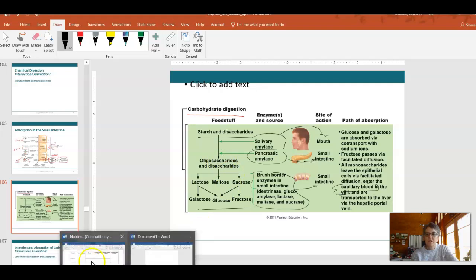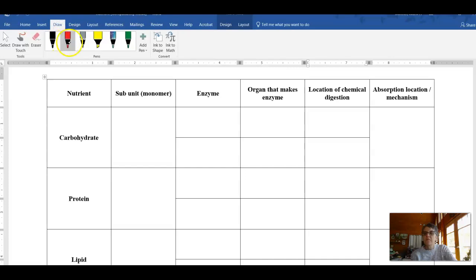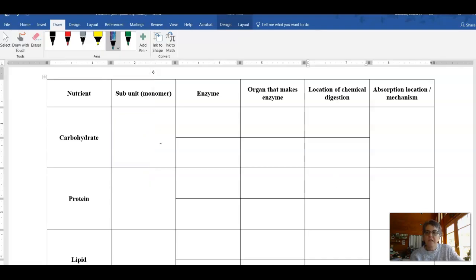So let's go back to this slide. All right, so carbohydrates. I wonder, am I in drawing mode? I'm not. Let's go into drawing mode. Let's do blue, okay, that looks good. Alrighty, so carbohydrate, my subunit is a simple sugar. Oh no. This isn't going to work, is it? Nope. Why is that not working?